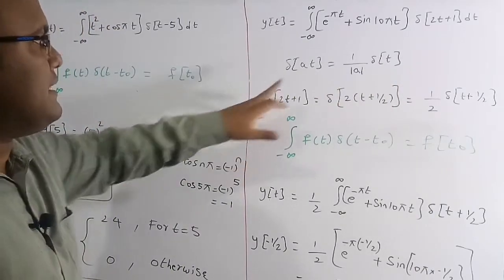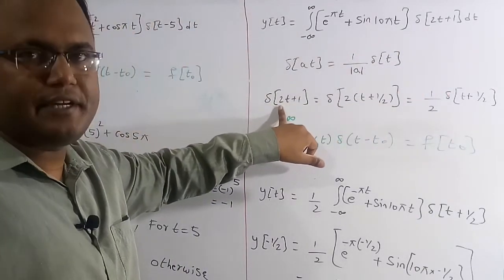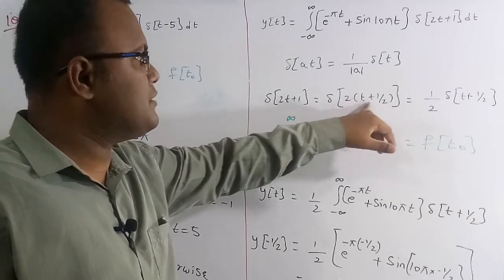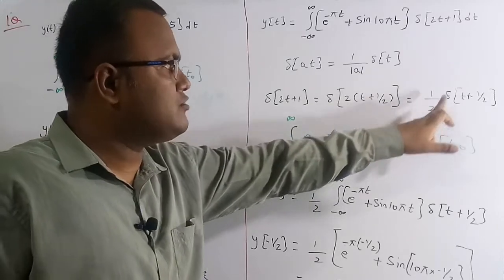Now here, delta of 2t plus 1, I can write by taking 2 as a common factor. So delta of 2 into t plus 1 by 2. So delta of at is nothing but 1 by mod a into delta of t.